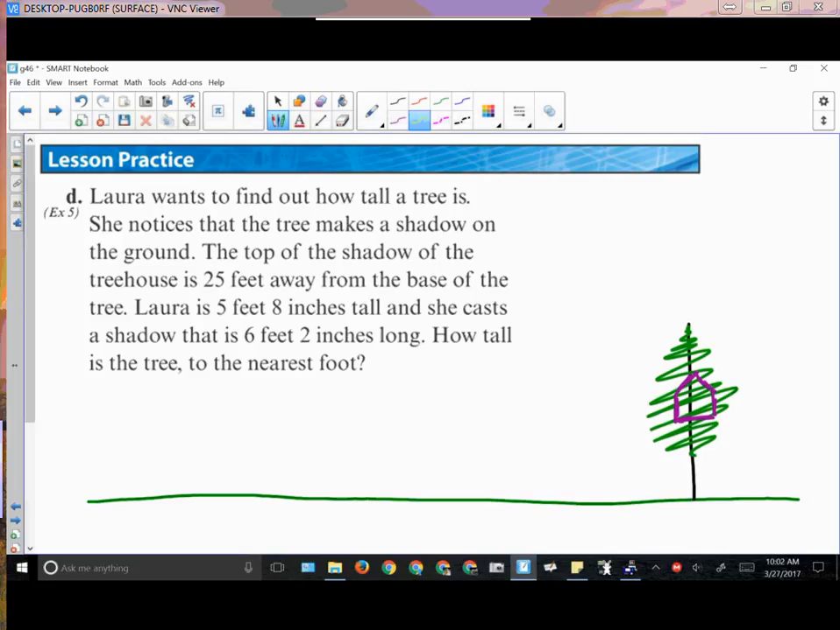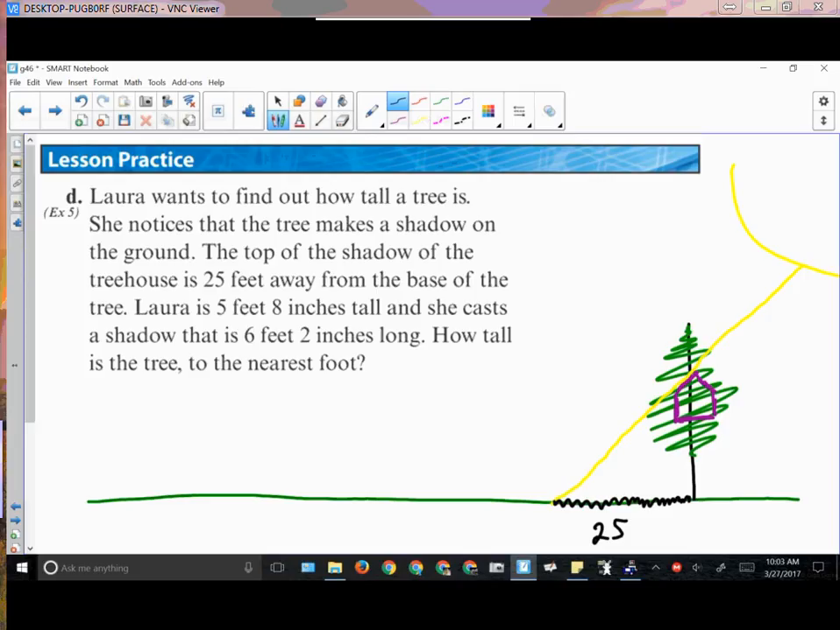Now, we got the sun sitting up here someplace, right? And what it's doing, it's looking at the top of the shadow of the tree house. So we're looking at the rays of the sun that are coming through here and casting out the shadow, correct? So here's the shadow that we were trying to pay attention to. Okay. Now, that shadow is how long? That shadow is 25 feet.